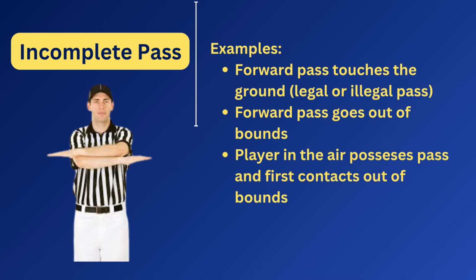Incomplete passes, again, same as tackle football. We have a forward pass that touches the ground. That's an incomplete pass if it goes out of bounds. And then it is 1 foot in bounds for flag football to be a completed catch. So that first foot needs to land, or first body part needs to land in bounds.